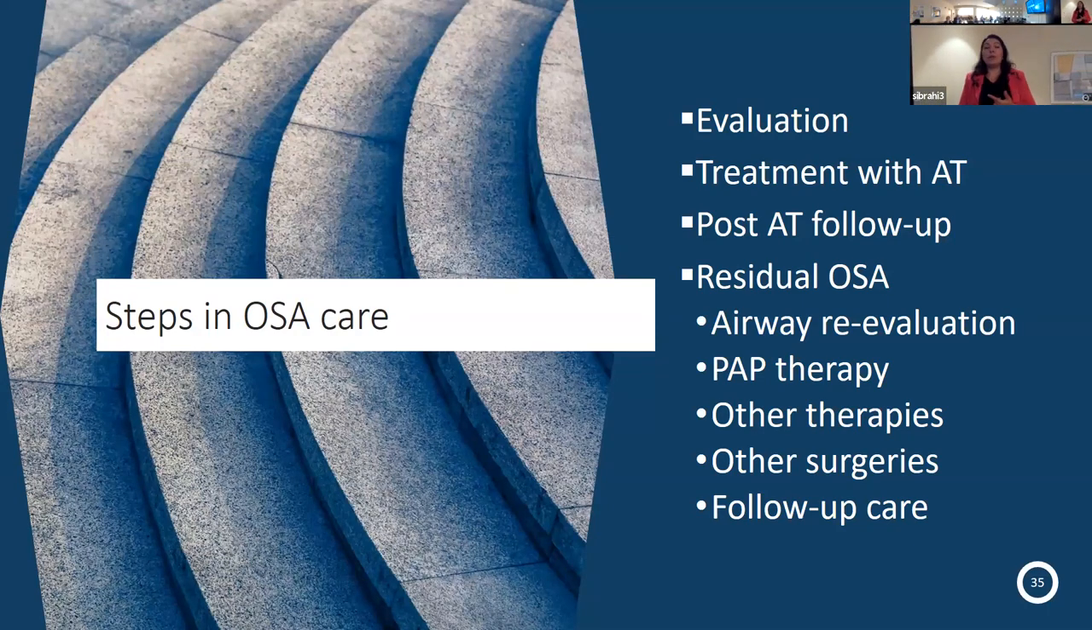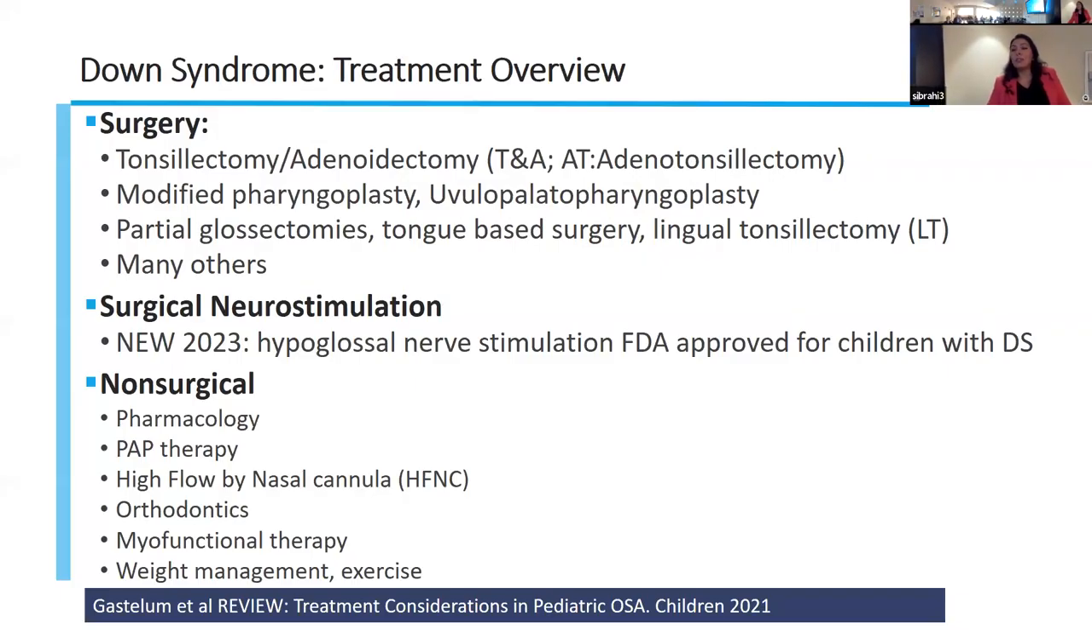When do we evaluate the airway, which we have to, and sometimes we'll have to do DISE and some other things, PAP therapy, other therapies, other surgeries. So it really becomes a multidisciplinary thing. And we always have to keep in contact with these families and ensure follow-up care is there. This is a treatment overview.